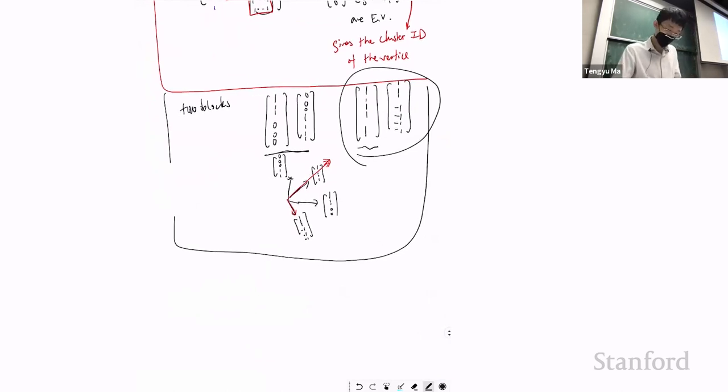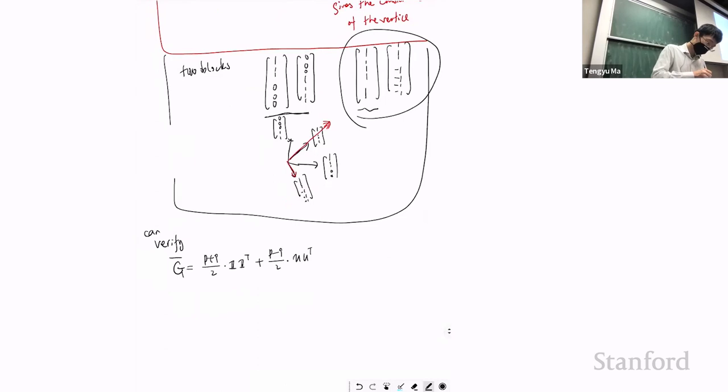Basically, if you really want, you can verify that G bar is equal to P plus Q over 2 times the all-ones matrix, 1 1 transpose, plus P minus Q over 2 times u u transpose. This is the eigendecomposition of this matrix. Next, in reality, we only have G. So what do we do?